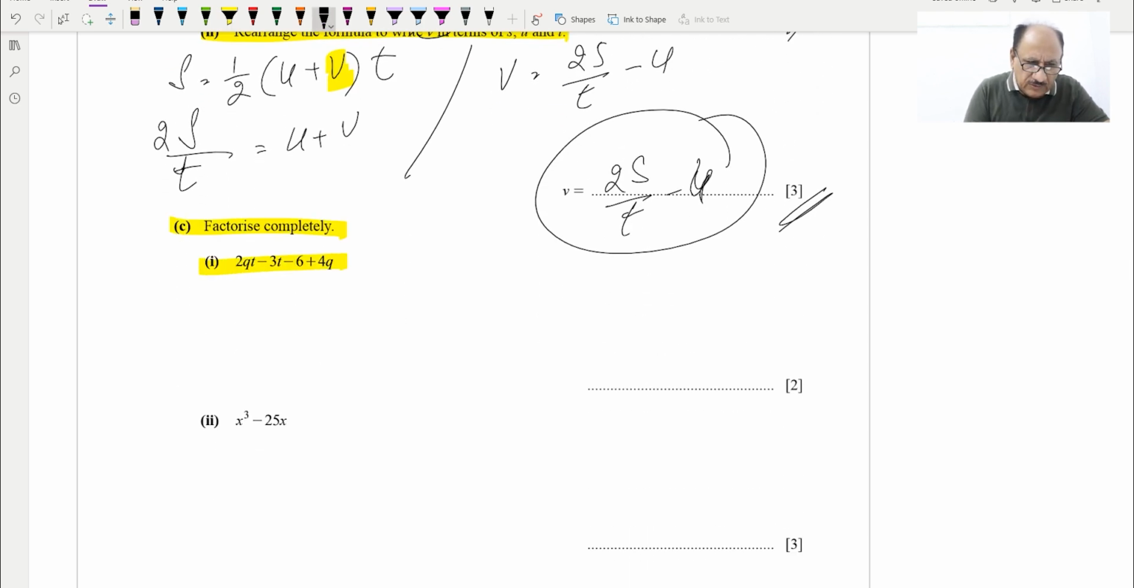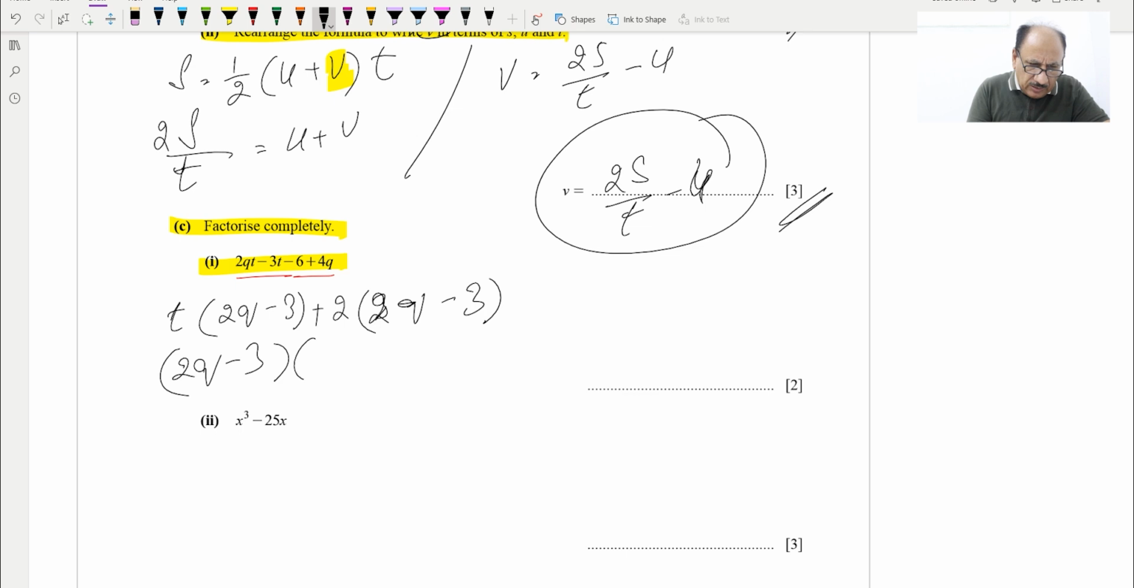We need to factorize this, and for factorization we can make one pair, and a second pair. From the first pair we can take T common, and inside will be 2q minus 3, and from the second pair we can take minus 2 common, and it will be 3 minus 2q first, so 2q minus 3, and this will be plus 2 we can take common, and next will be 2q minus 3 and T plus 3, and this will be our final answer, 2q minus 3 into T plus 3. This will be for 2 marks.